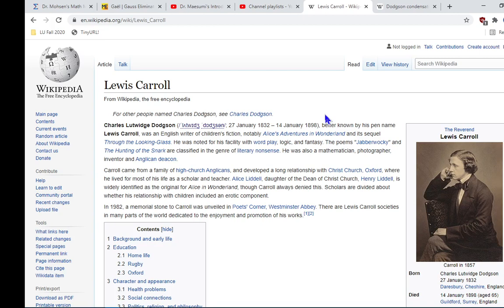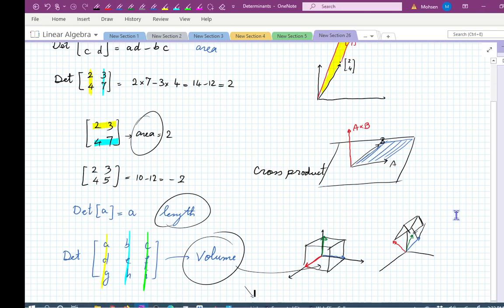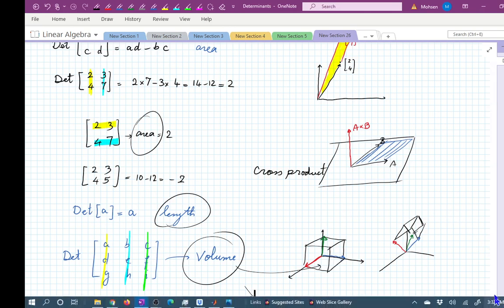And some people speculate that all those weird things in his text, in his book, have something to do with the mathematics he was working on. At any rate, let's go back to our regularly scheduled program and see, okay, what do we do here?